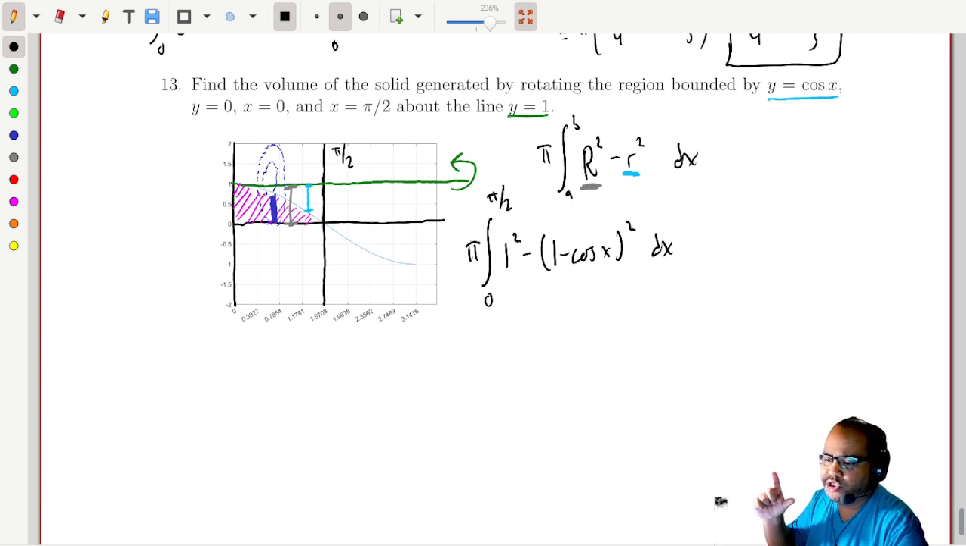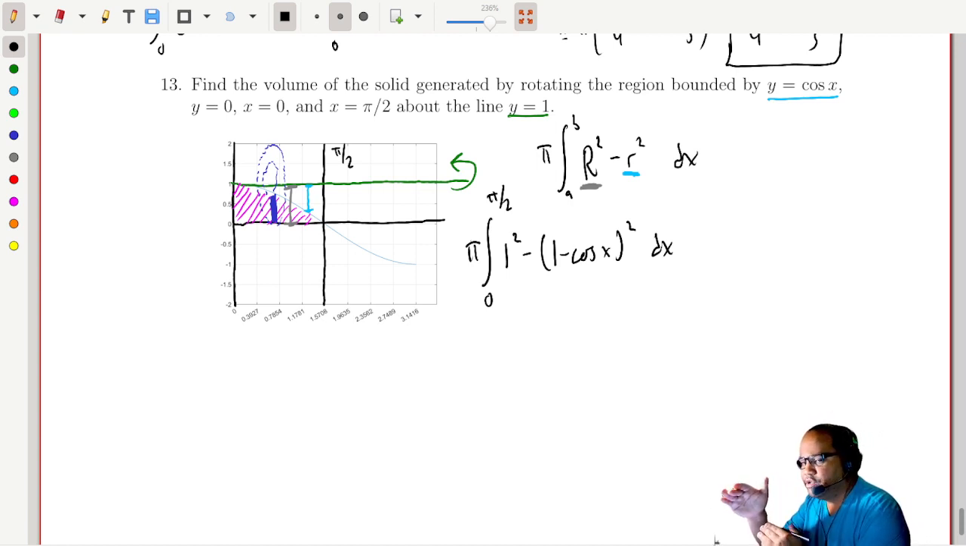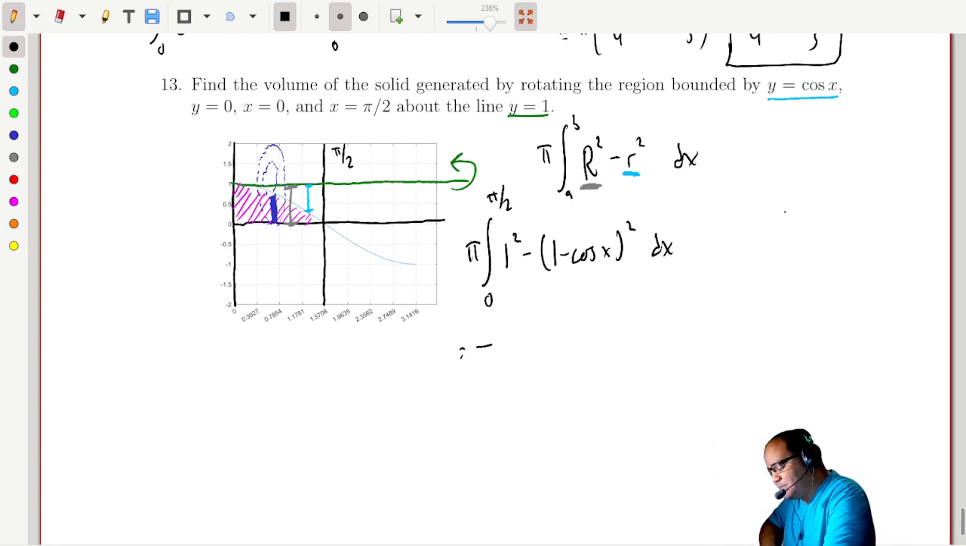The inside radius will change with the cosine. As that cosine dips down, the gap gets wider. So the inside gap should be 1 minus cosine of x. That's the inside radius, and then we... all right, nothing new here. We just expand.